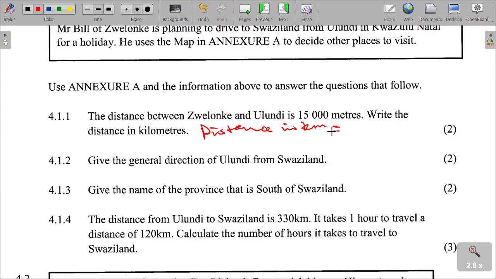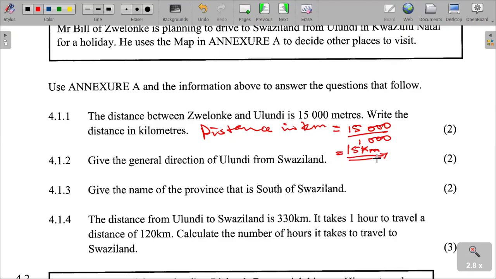1 kilometer is 1,000 meters. So we divide 15,000 by 1,000, which is equals to what? 15,000 over 1,000 is going to give you 15 kilometers. That's the answer: 15 kilometers.